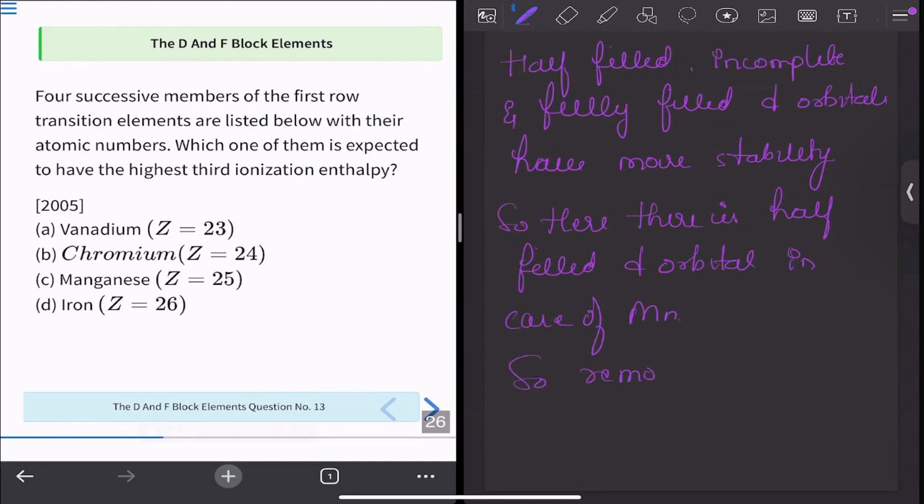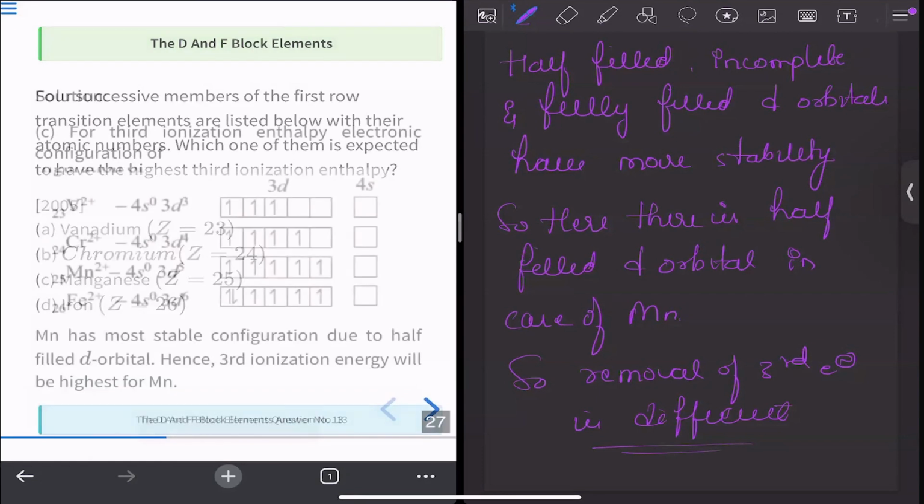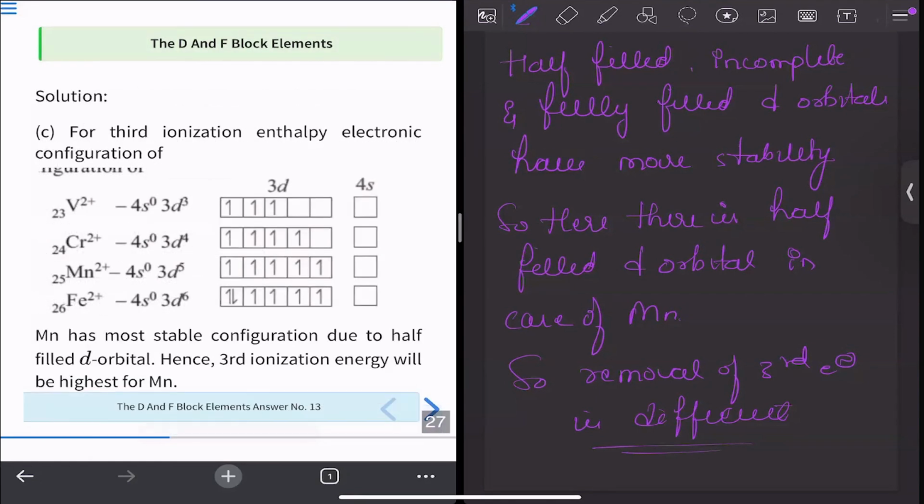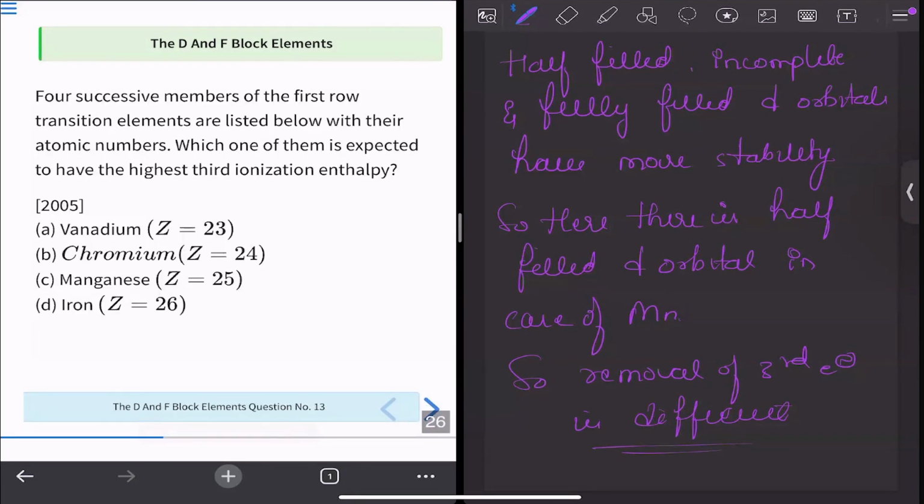So removal of the third electron is difficult compared to others. So option C, that is manganese, is the correct answer.